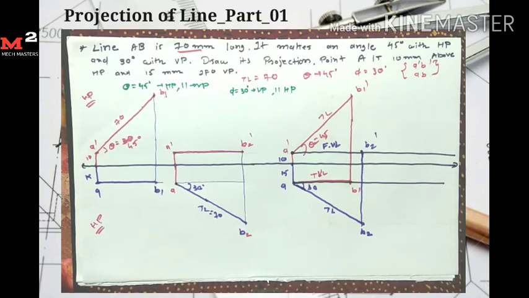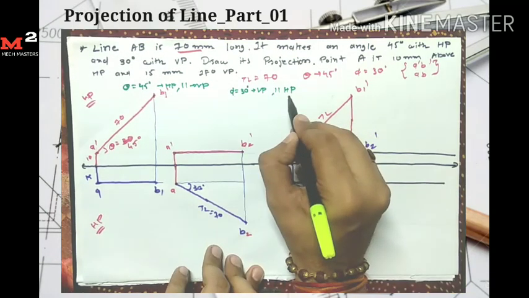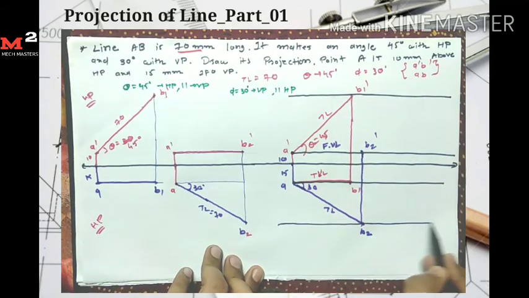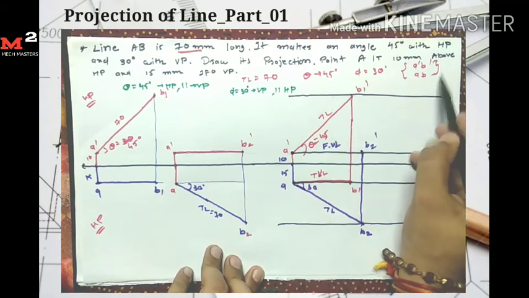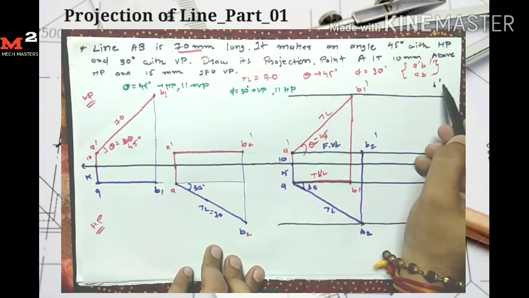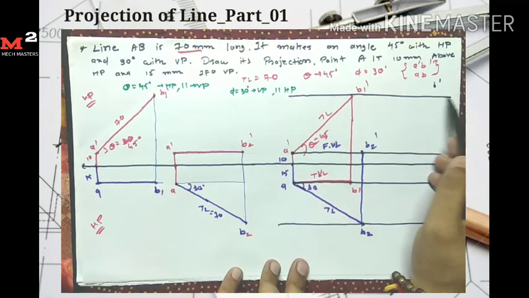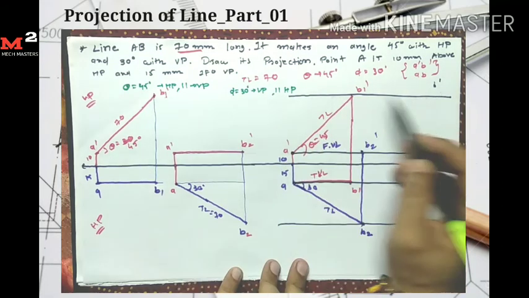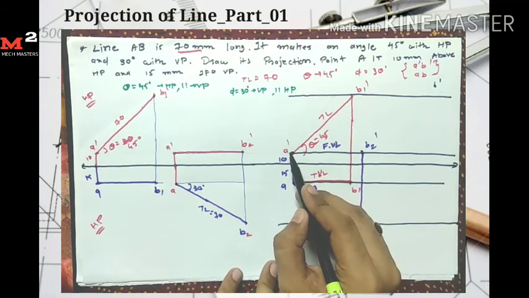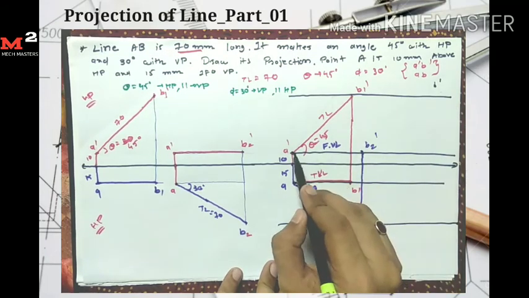I require to find the point B dash. For B dash I have two conditions. Here I draw the locus from B1 dash and the locus from B2. For getting the point B dash I have two conditions. Point B dash is on this locus, this is the locus of B dash. And the second condition is that the distance between A dash and B dash is this much, the front view length.